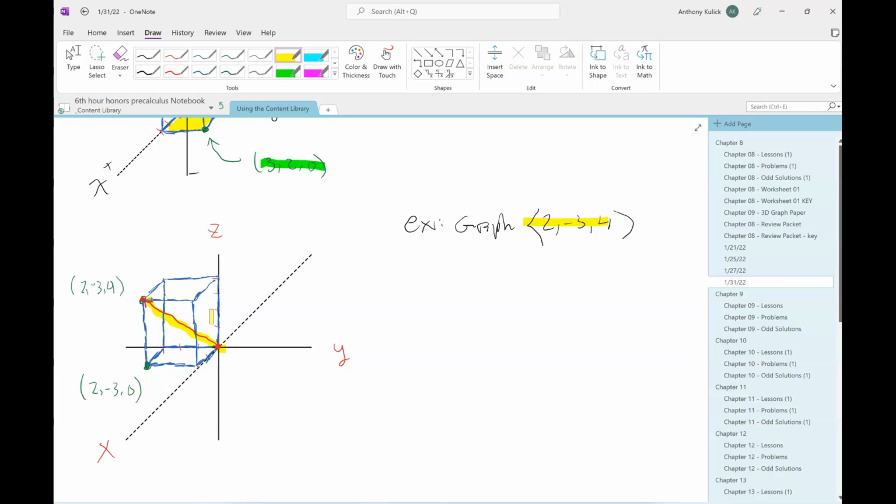Does that make sense to you guys? Because it's a vector this time and not a point, right? That's the component form vector because I used wedges instead of parentheses.